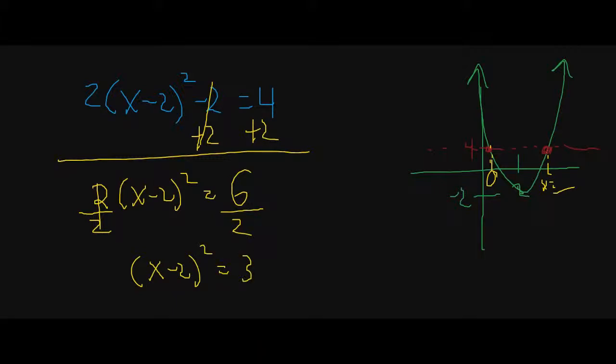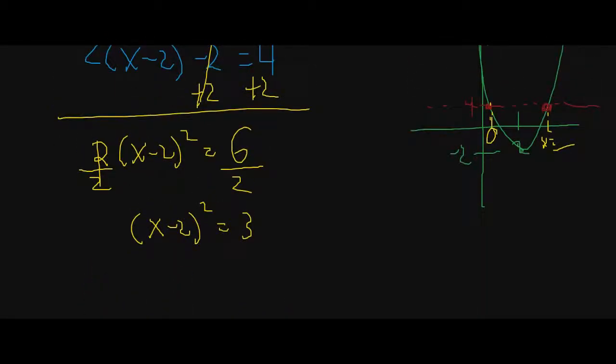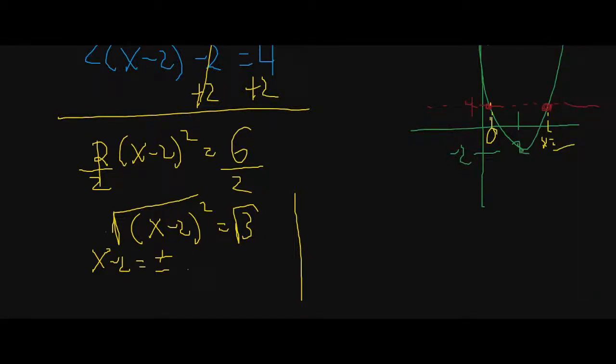Now the next thing we need to do is get rid of the square. One thing we can do is take the square root. There are two ways we can take the square root, so we get x minus 2 is equal to plus or minus the square root of 3. I'm going to find out what that is. It should be a decimal answer. The square root of 3 is 1.73.